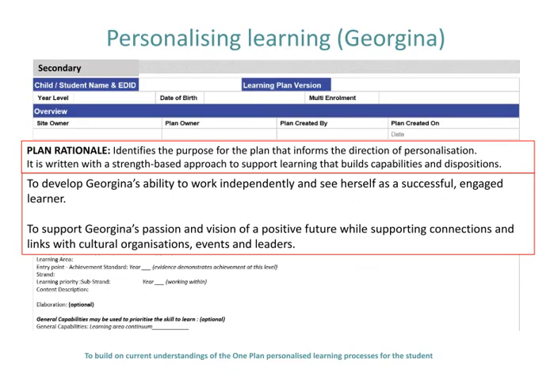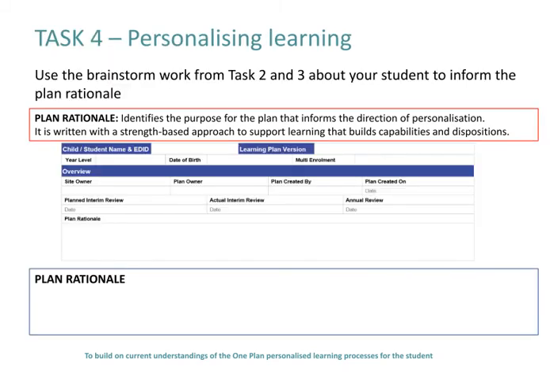This example of the Plan Rationale identifies how the One Plan will provide Georgina as a learner with the best opportunities for stretch and growth. You may practice using the positive, strength-based approach to record the Plan Rationale for your student.